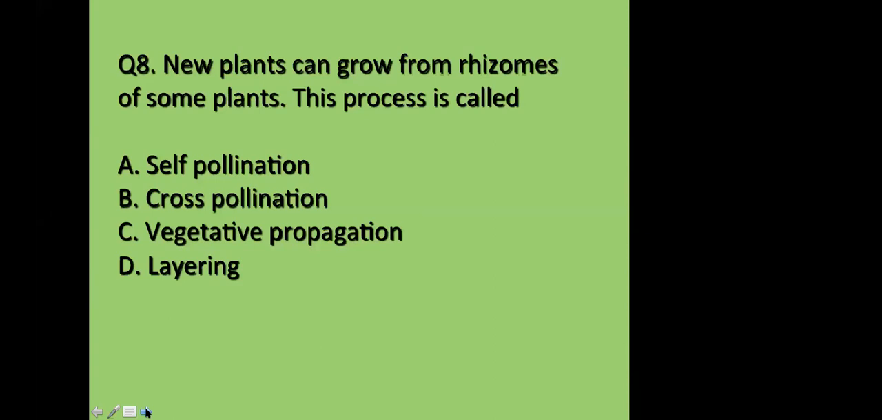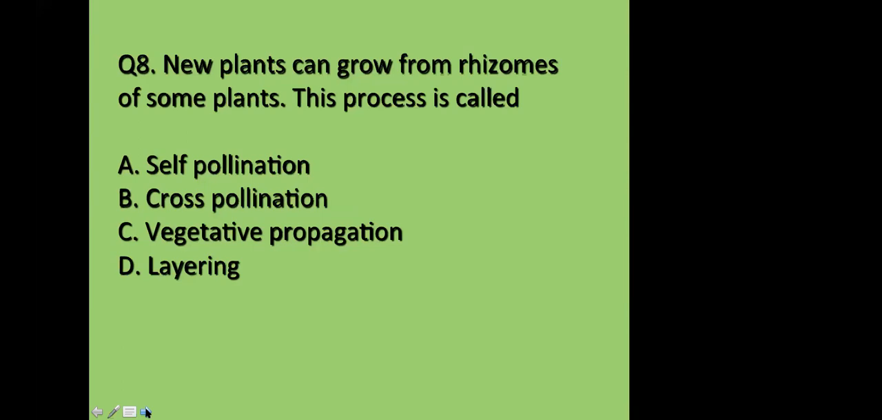Because layering is when the part of the plant is inside the soil and it forms a new root. It's vegetative propagation because it uses the part of the plant to reproduce. Okay, you are nearly right, Tuli.